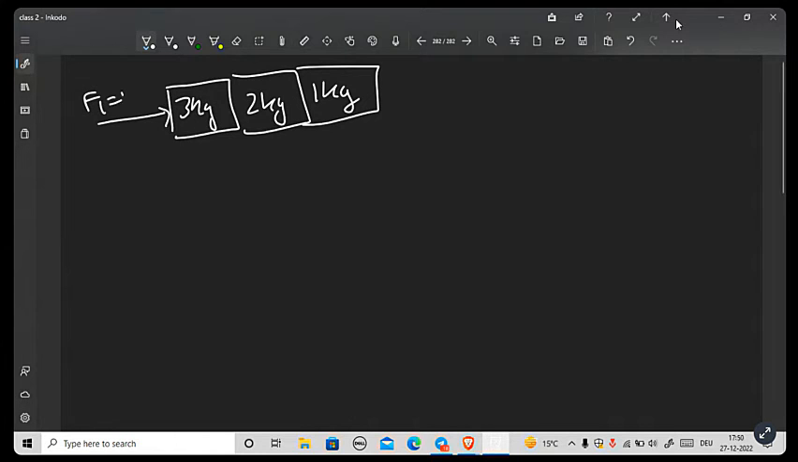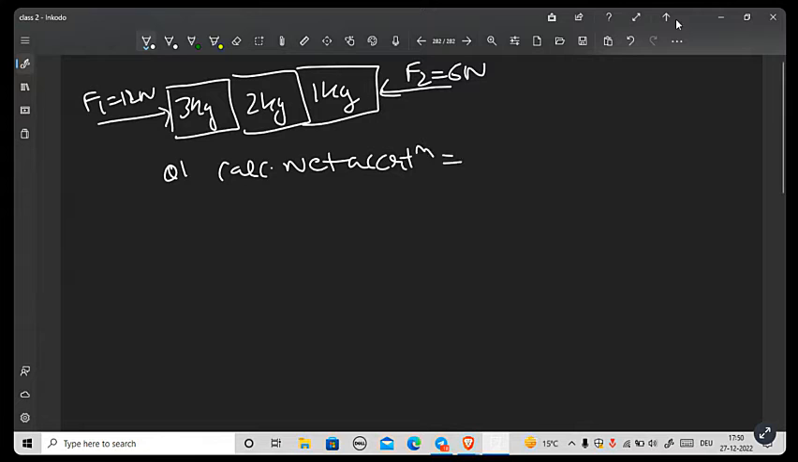Two external forces: one is F1, 12 Newton, and the other is F2, 6 Newton. The first question was to calculate the net acceleration, which is nothing but net force upon net mass. Now, if they are moving in the right direction, which I forgot to mention, all three are moving in the right direction. This is the direction of net acceleration.